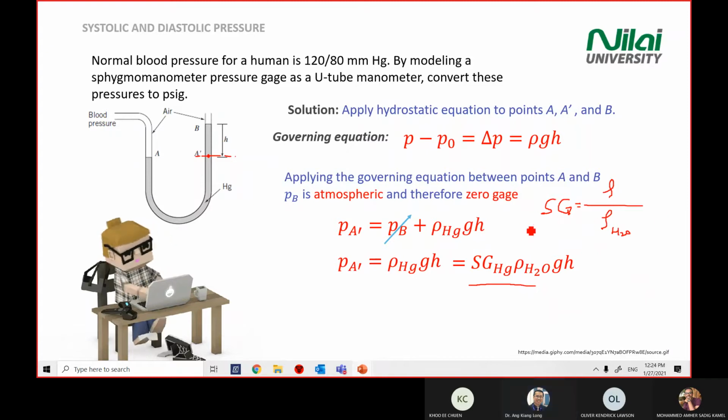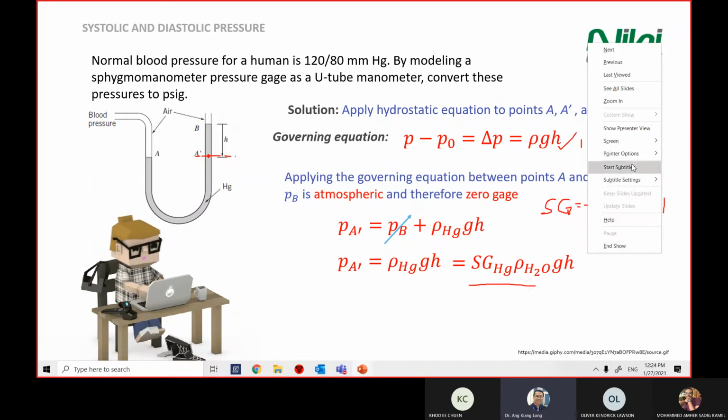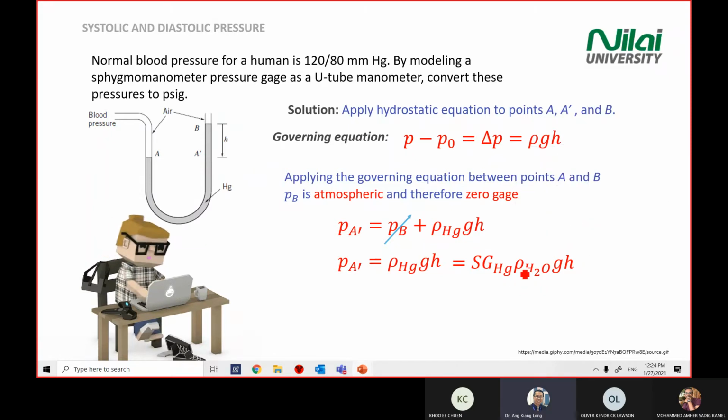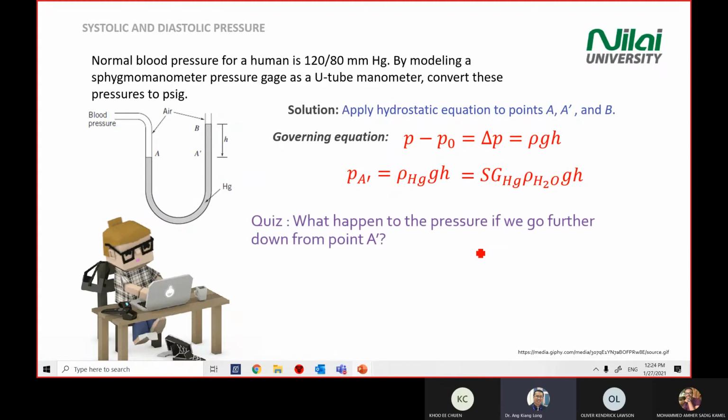Okay, so again, if you write this equation in your answer, you will get 1 mark also. So there are 2 free marks inside this portion. You substitute the values, right? Then you get the pressure at A.